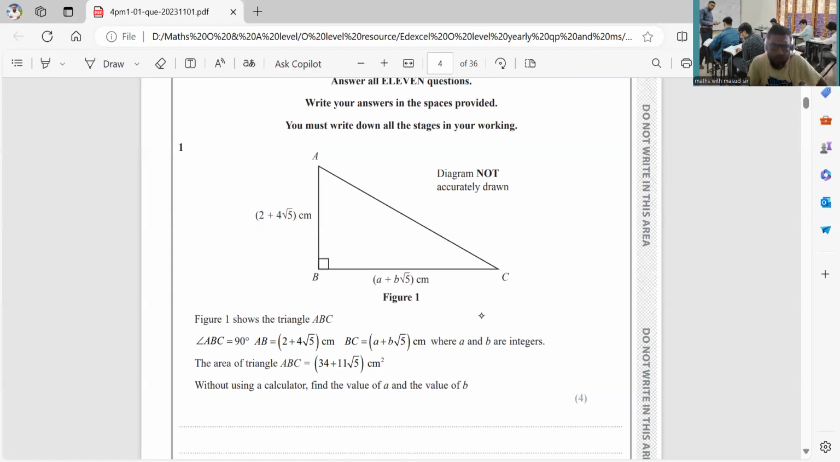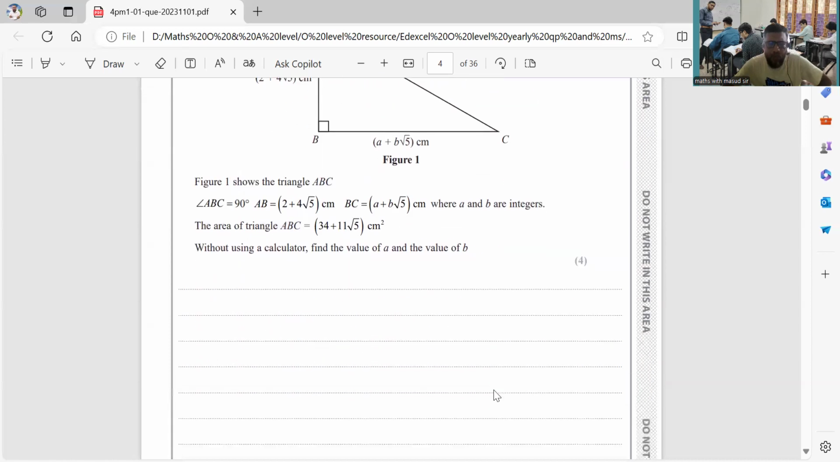Look at the first question. A diagram is given, and this is a right angle triangle. Look at the lengths. Length AB is given and BC is also given, and these two lengths are in surd form. There is also another piece of information given, the area of the triangle ABC, which is also in surd form. The question asks you, without using a calculator, find the value of a and b.